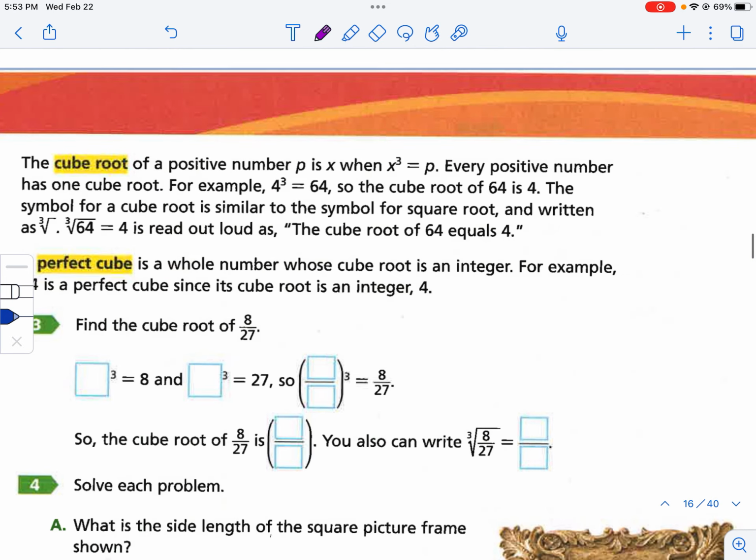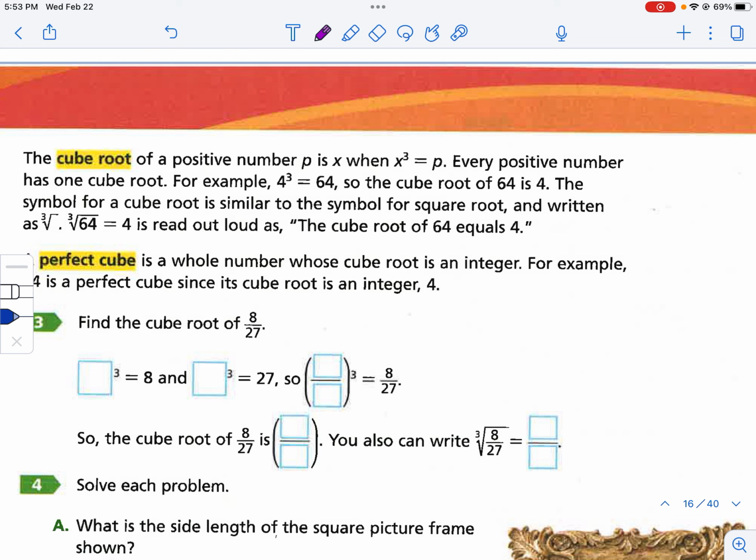Okay, a cubed root of a positive number, p, is x when x cubed equals p. Every positive number has 1 cubed root. For example, 4 cubed is 64. The cubed root, so going the opposite way, the cubed root of 64 is 4.